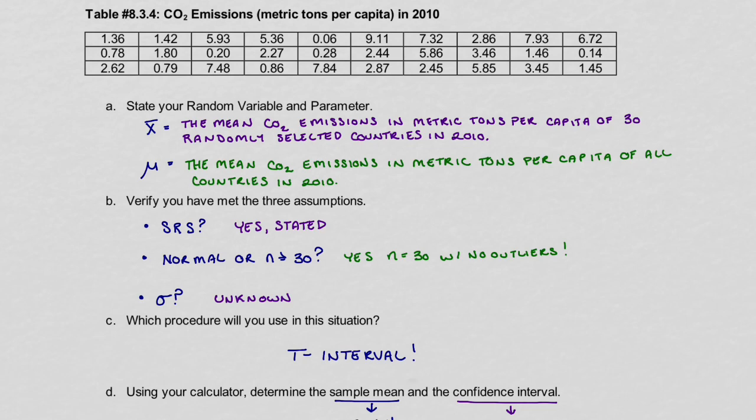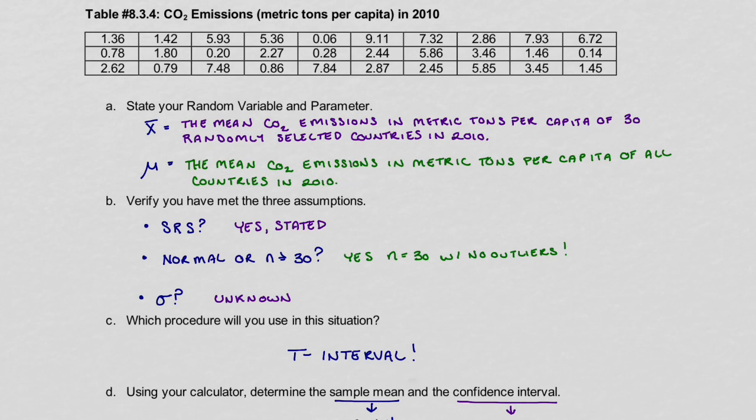So for part A, state your random variable and parameter. Because we know that we are working with quantitative, or in other words, numerical data, we're going to use x bar and mu for our random variable and parameter, respectively. So for x bar, we would say the mean CO2 emissions in metric tons per capita of 30 randomly selected countries in 2010. So a few notes here.